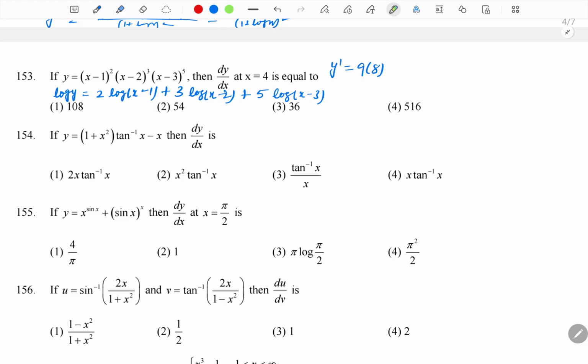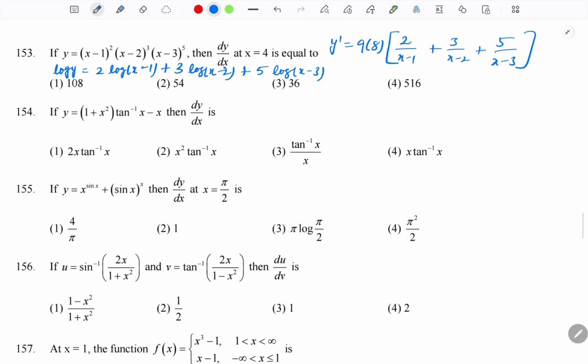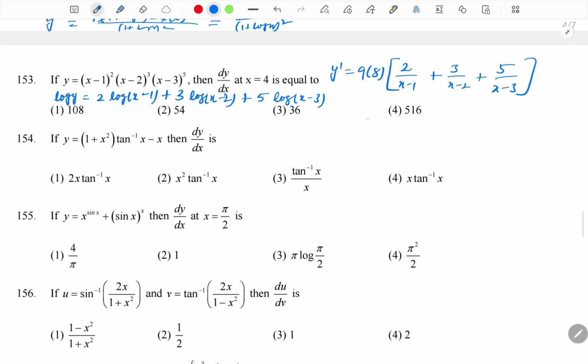So times the internal side. What is 2 log of (x minus 1)? If you differentiate this one, it's 2 by (x minus 1). If I substitute x equal to 4, it is 2 by 3. I will add one more step: 2 by (x minus 1) plus 3 by (x minus 2) plus 5 by (x minus 3), the derivative of those things. Then at x equal to 4, substitute now, 9 times 8 is 72.